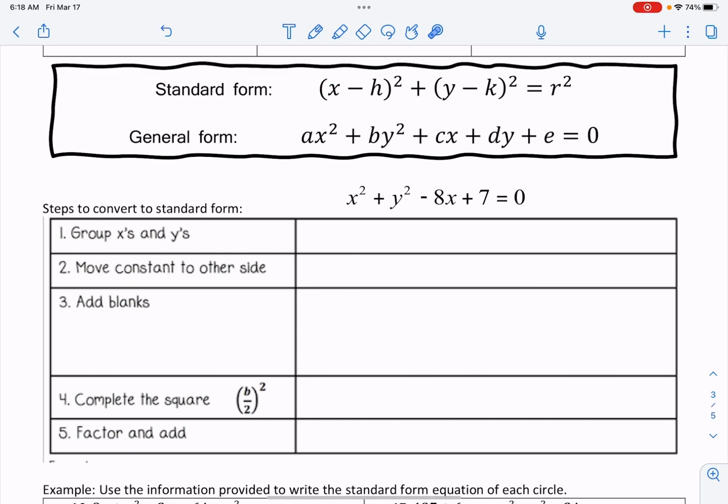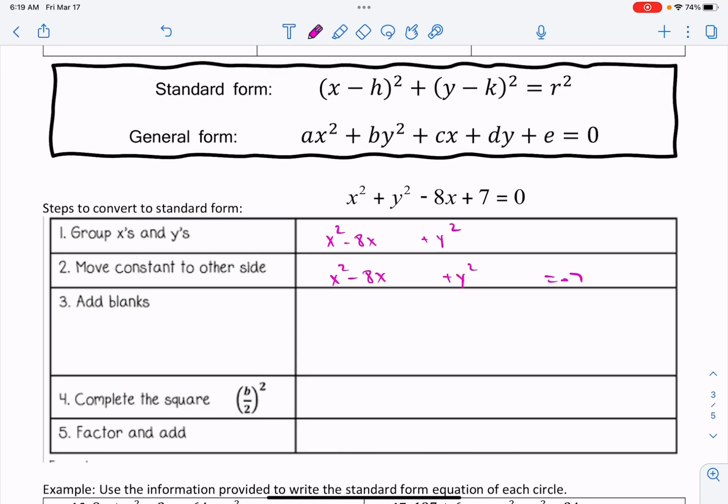So to convert to standard form, you do have to do what's called completing the square. So what you're going to do is group your x's together, and then group your y's together, okay? And you're going to move the constant to the other side. So it's going to be x squared minus 8x plus y squared equals negative 7 here.